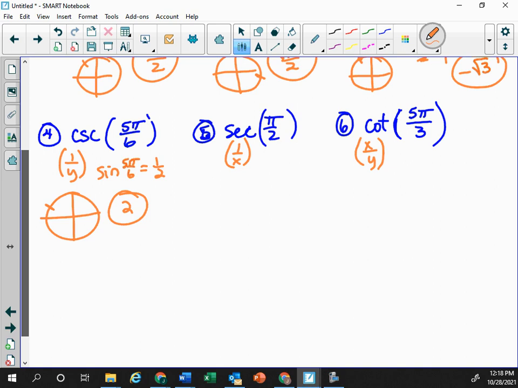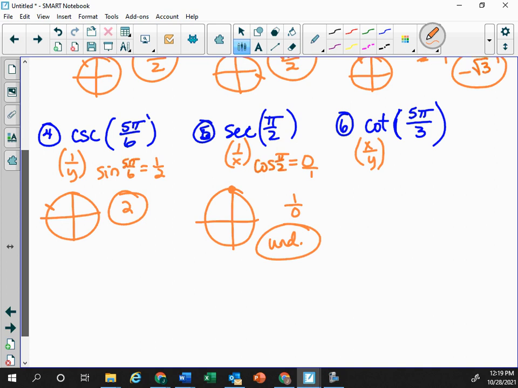All right, secant. Pi over 2 is up here. What is the x value up there? 0. Yeah, so the cosine of pi over 2 is 0. Guys, what happens when you flip 0? Undefined, good. Because really 0 could be written as 0 over 1. So when I flip that, I get 1 over 0, which is undefined. So you just want 0. Yep, and you can abbreviate it, that's fine.